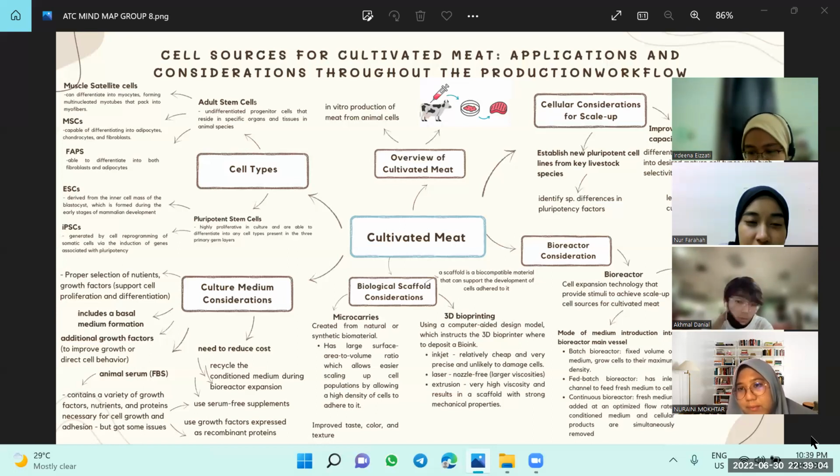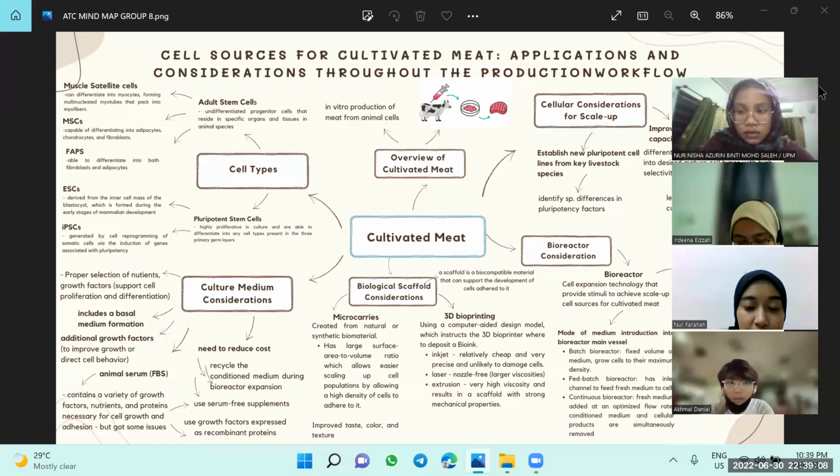To the culture medium considerations. Basically, it is important to supplement the proper selection of nutrients and growth factors into the culture medium for supporting cell proliferation and differentiation. Commonly, basal medium formulation like DMEM, L-glutamine, non-essential amino acid, and FGF2 will be included for adult stem cells. FGF2, which is an additional growth factor, is also included to improve growth or direct cell behavior.